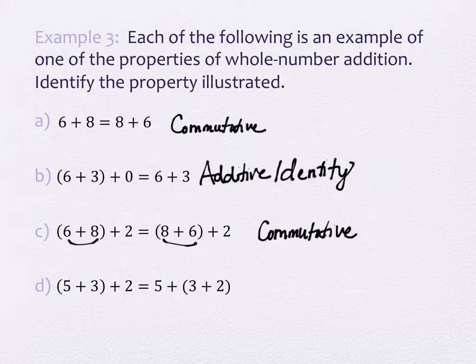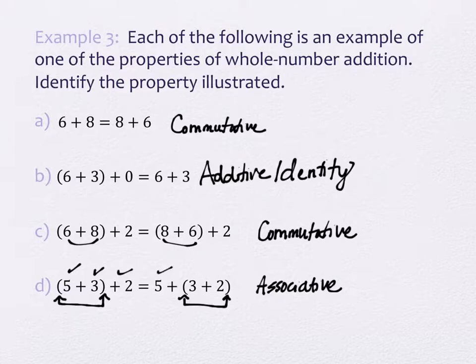How about D? Okay, so that one would be, what did you have? Associative, I agree. Please don't abbreviate that one, that's a bad idea. All right, so again, the parentheses here are around the 5 and the 3. The parentheses here are around the 3 and the 2, but the 5, the 3, the 2 are in the same order on both sides. So there's no commutative going on. If the order of the numbers had also changed, we would have had 2 properties there, right?